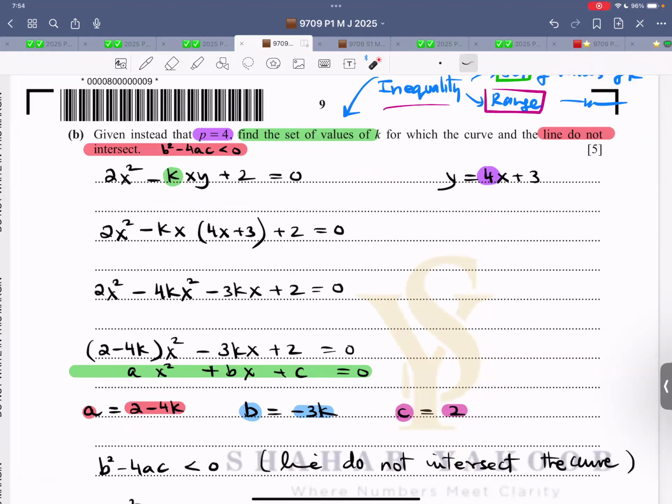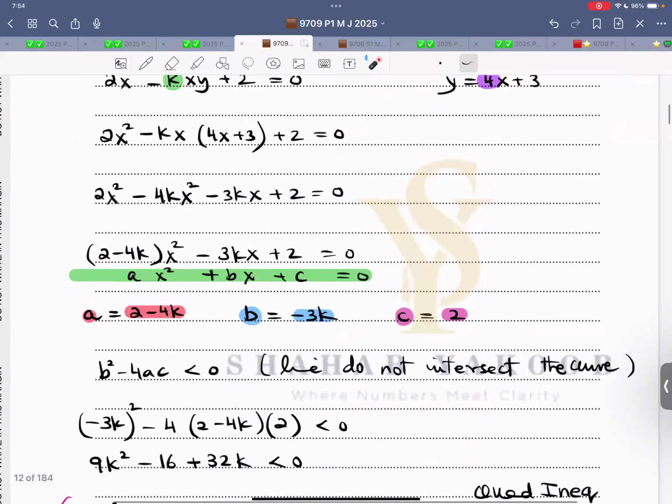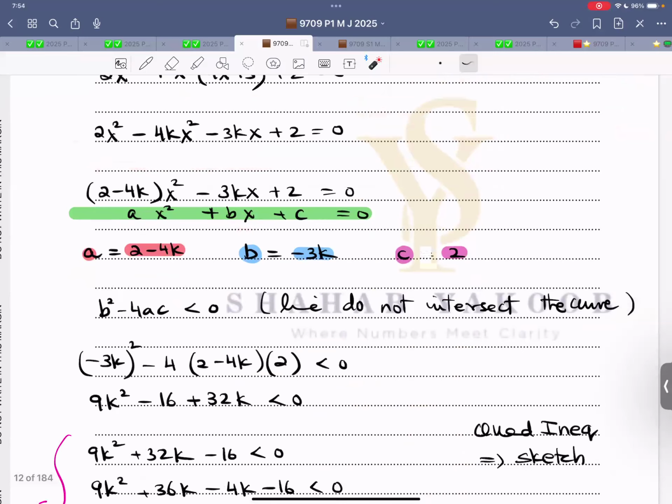But first, you need to make a single equation. That single equation could be in terms of x, it could be in terms of y, it doesn't make a difference. Again, there is one insertion of y, so therefore I plug in y. Again, you simplify. You have the x square coefficient, you have the x coefficient, you have the constant. Write it out separately. Show comparing coefficients, show all working. b square minus 4ac is less than 0. Line does not intersect the curve.